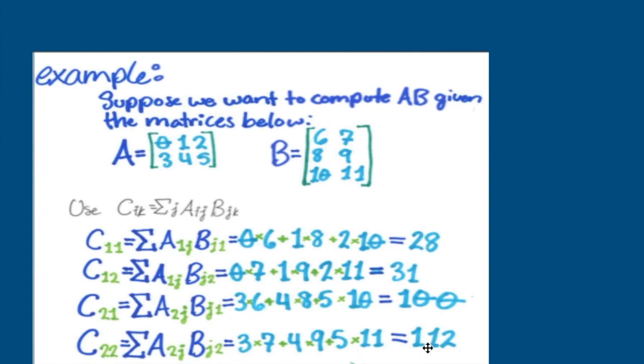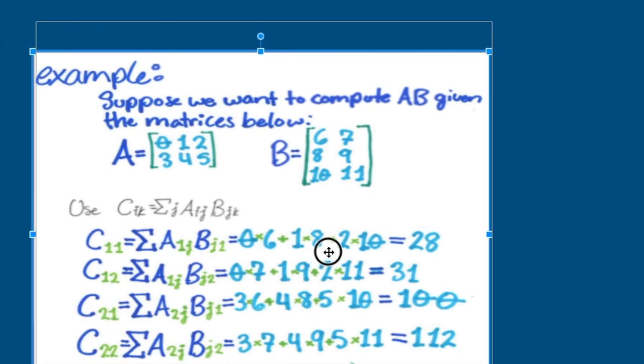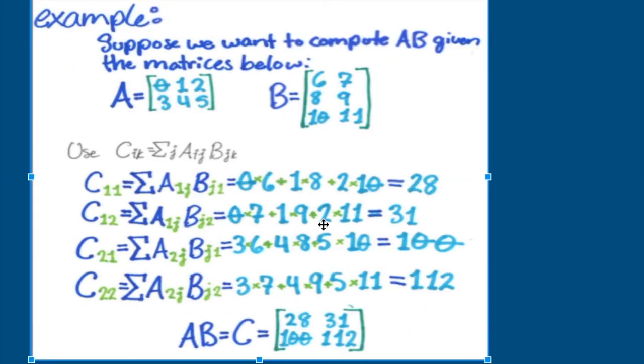Now, what are these numbers? Well, we know that C is a 2 by 2 matrix. So the solution of the multiplication of the two matrices would be C, which is 28, 31, 100, and 112. So what we did in the end was multiply row elements in matrix A by corresponding column elements in matrix B.